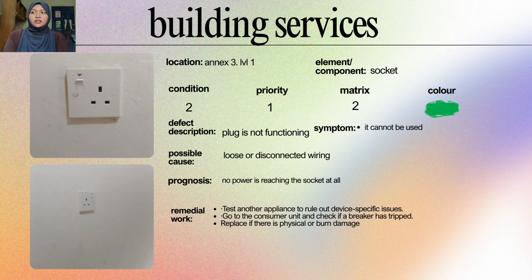Remedial work. Test another appliance to rule out device specific issue. Go to the consumer unit and check if a breaker has tripped. Replace if there is physical or burn damage.